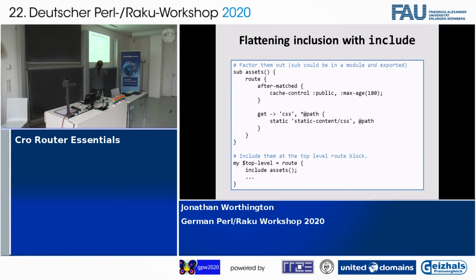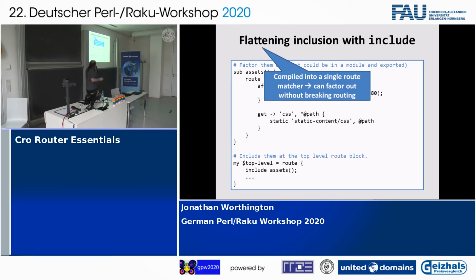So we can do this. We can have a subroutine. It can return a route block. So here it is for our assets. And then we just say include assets. And it will call the subroutine. It will take the route block that the subroutine returns, and it will add those routes into the route table.